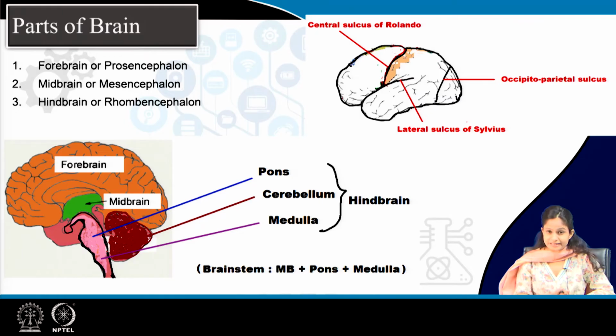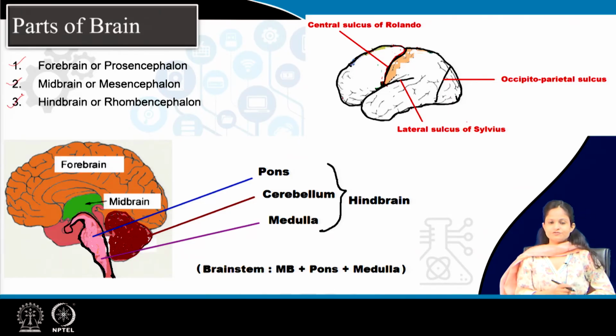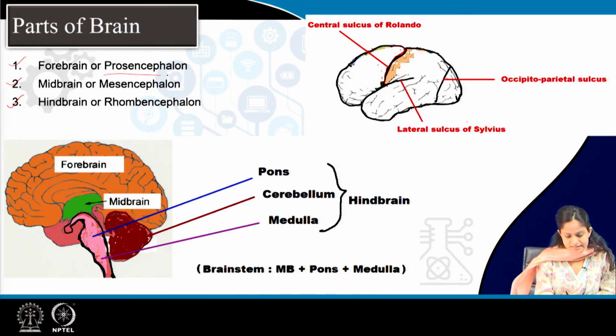Now coming to the various parts of the brain. The brain has various parts like forebrain, midbrain, hindbrain, which are all derived from the neural tube in the embryo, from embryogenesis. So the forebrain is also known as prosencephalon.